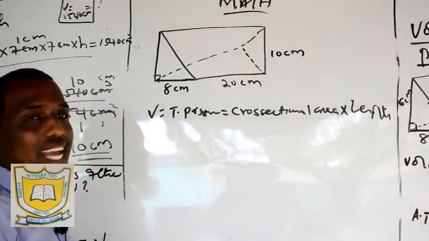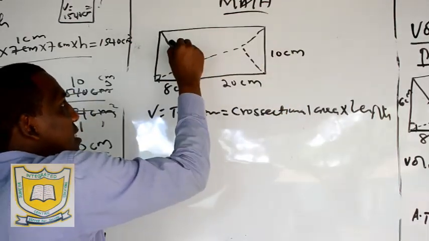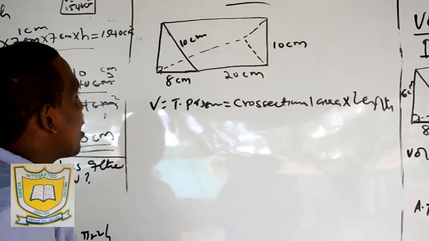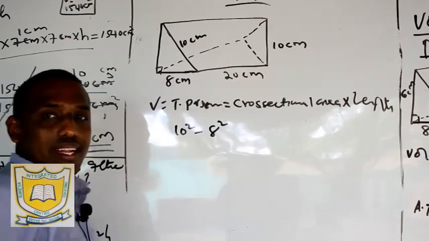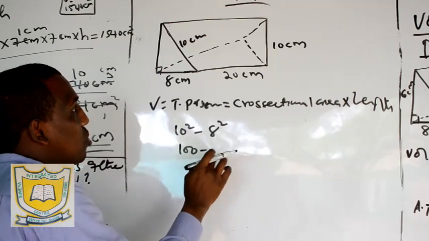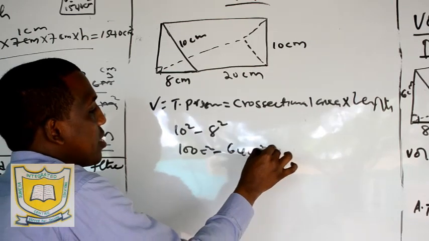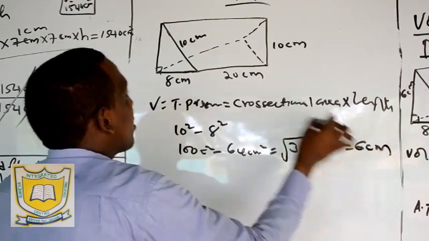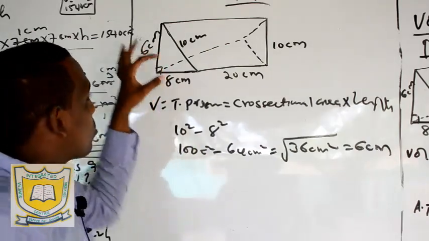How do we find it? I said earlier, this line is 10, and this one is also 10. So this one is 10 centimeter. If here is 10 centimeter, we can get here. How do we get here? We say 10 squared minus 8 squared. That's how we get it. So 100 centimeter squared minus 64 centimeter squared, you will get 36 centimeter squared. Square root now, you will get 6 centimeter. So it's 6 centimeter. That's how we find it. So they are testing whether you know how to get the height.